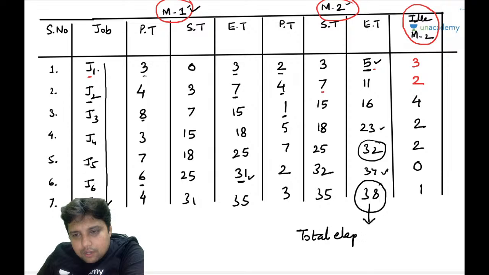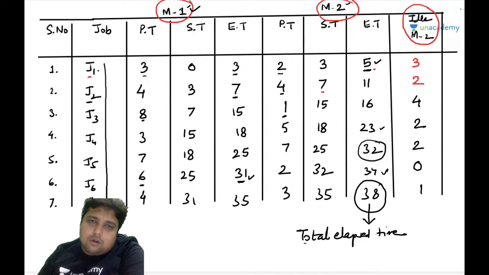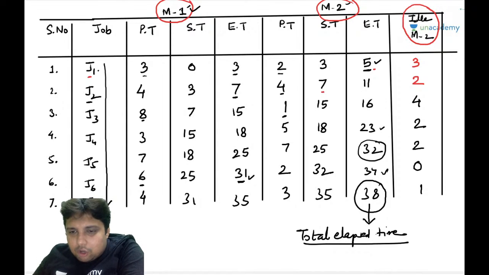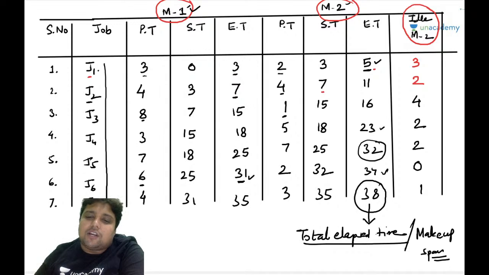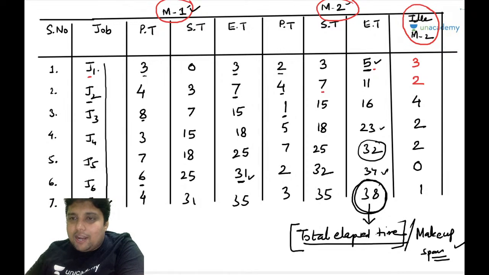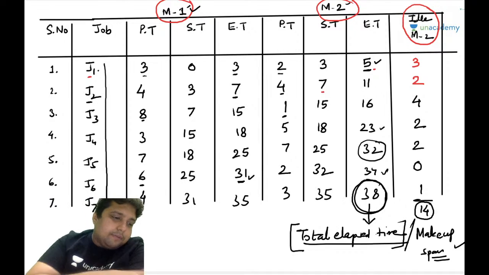total elapsed time, total time that got elapsed in this process where I completed all the 7 jobs on both the machines. So this 38 minutes or the total elapsed time is known as makespan. Makespan means, guys, total elapsed time. Makespan simply means the total time, 38 minutes, required to complete all the 7 jobs on both the machines. And you can calculate the idle time of machine 2: 3 plus 2, 5 plus 4, 9, 9 plus 5, 14. 14 is the total idle time of machine 1.